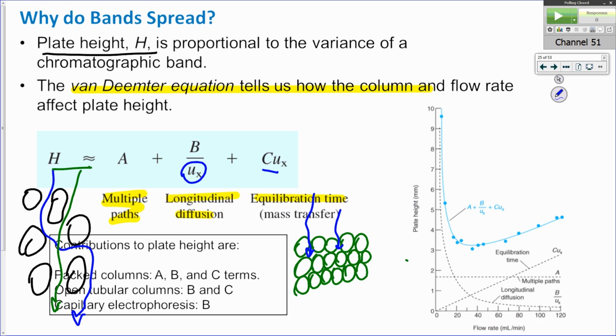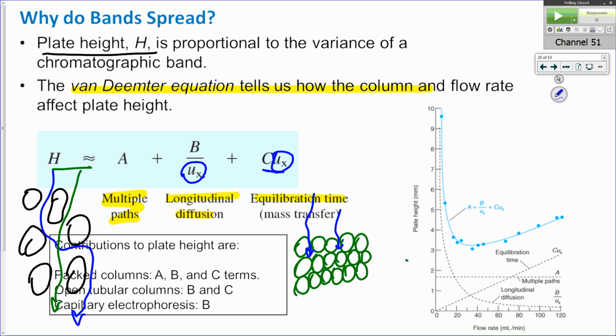If I can make it go down the column quick, it doesn't get a chance to spread out. All right, so here the velocity works. The higher the velocity, the better off I am. But on the equilibration time, if I go too fast, the mass transfer kinetics run off and they separate from one another. So this one is related directly. Here it's inversely related, so the two things are fighting against each other.